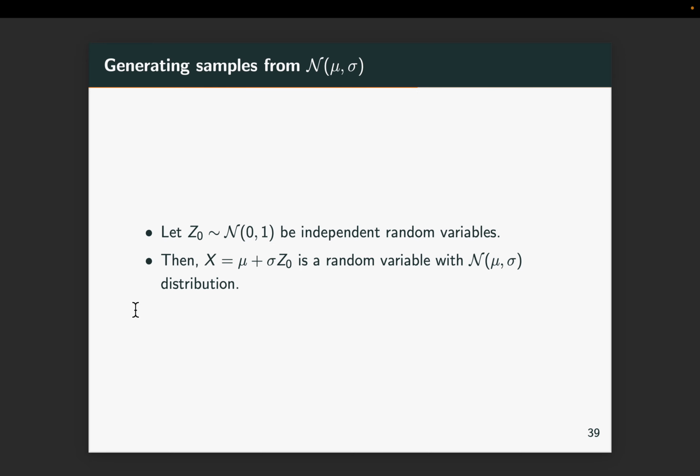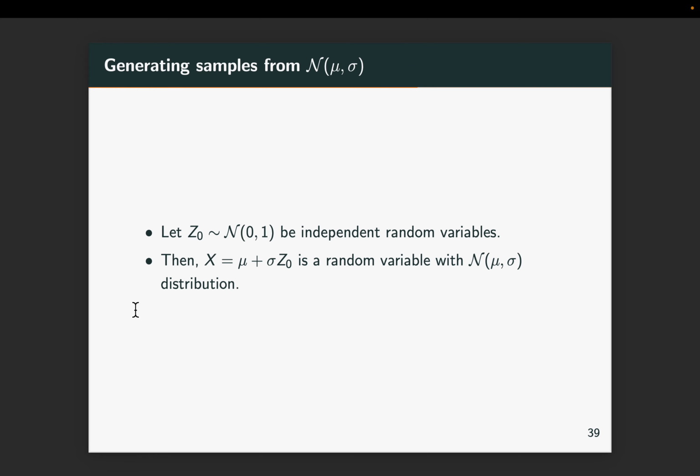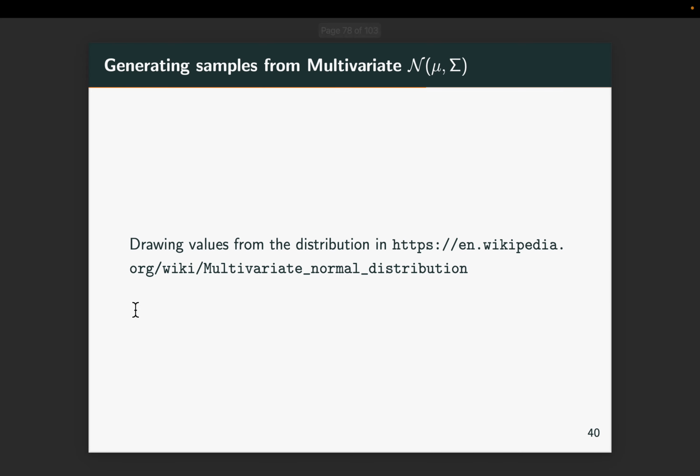through this simple transformation. If we know samples from normal 0, 1, we can also get samples from the multivariate normal with mu and capital Sigma. How do you think this will happen? So we know how to get samples from normal 0, 1. We know how to get samples from normal mu and sigma, the univariate case. How can we get samples from mu and covariance matrix?